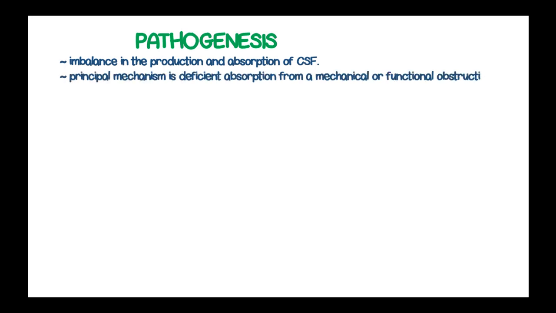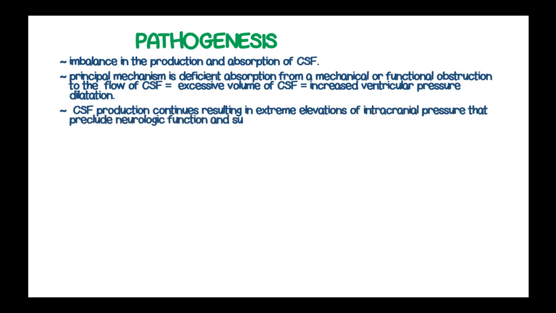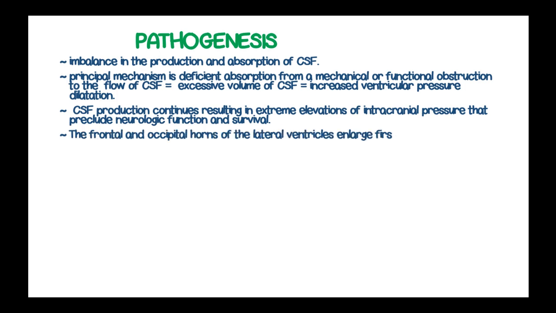In hydrocephalus, there is an imbalance in production and absorption of CSF. The principal mechanism is deficient absorption from the mechanical or functional obstruction to the flow of cerebrospinal fluid, causing excess volume of cerebrospinal fluid, and this increases the ventricular pressure. CSF production continues, resulting in extreme elevation of intracranial pressure that precludes neurologic function and survival. The frontal and occipital horns of the lateral ventricles are the ones which enlarge first.